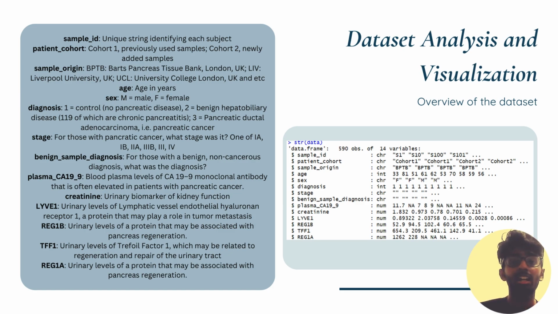Okay, next is the dataset analysis and visualization. We have a total of 14 variables in our dataset, of which the first is the sample ID. It's a unique string identifying each subject. After that, we have the patient cohort. Cohort 1 represents the previously used sample, while cohort 2 represents the newly added sample. And next, we have the sample origin. BPTB represents the Barts Pancreatic Tissue Bank in London, UK. LIV represents the Liverpool University in the United Kingdom. And UCL is University College London in the United Kingdom.